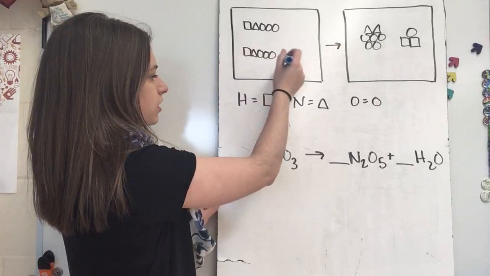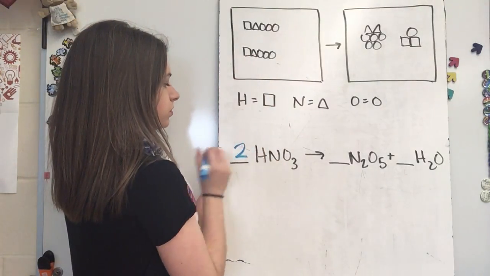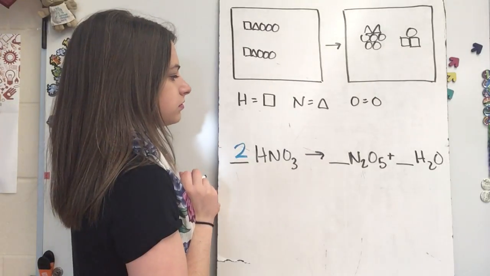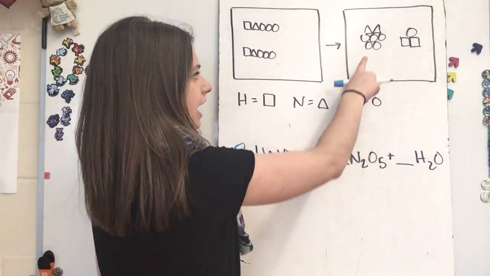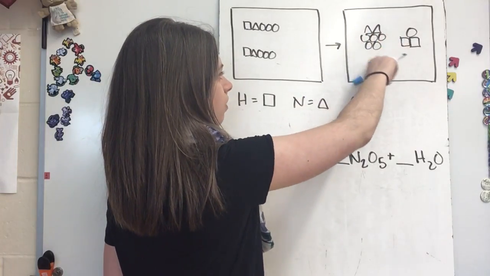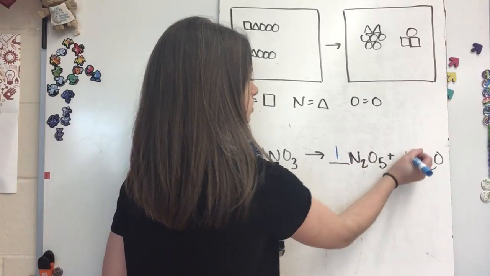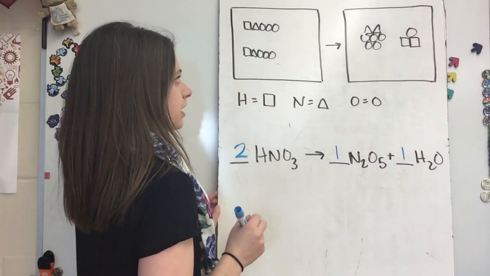We have an HNO3, so there's our HNO3. Since we have 2 of them, I'm going to put a 2 in front. And then over here, I have 2 products. I have an N2O5 and I have an H2O, and I only have 1 of each. So I'm going to go ahead and put 1s there.